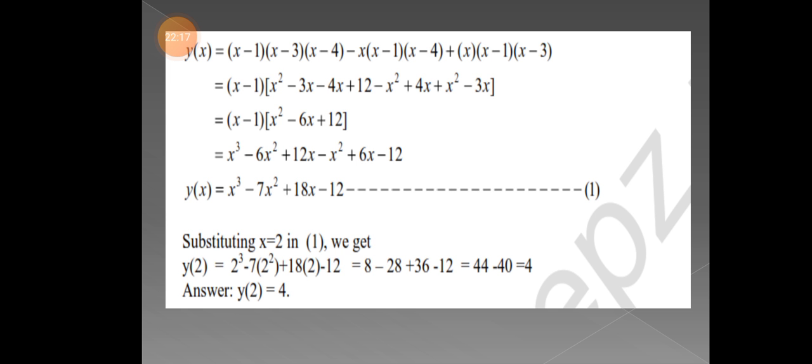Now you have to multiply the remaining value, x minus 1 into x square minus 6x plus 12, which is equal to x cube minus 6x square plus 12x minus x square plus 6x minus 12. What we get after the calculation, finally, is y of x equal to x cube minus 7x square plus 18x minus 12. And now after getting this polynomial, I can apply x equal to 2, because they asked to find the value at x equal to 2. That's why I am applying 2 instead of x in the polynomial. So finally I am getting the answer as y of 2 is equal to 4. Thank you.